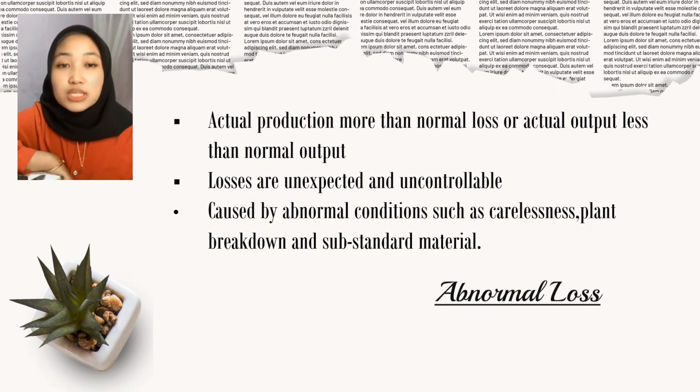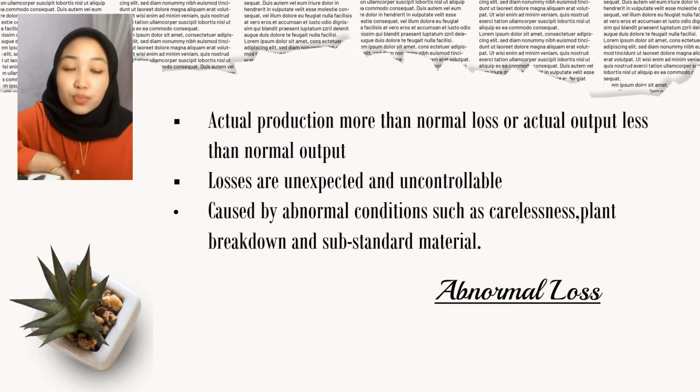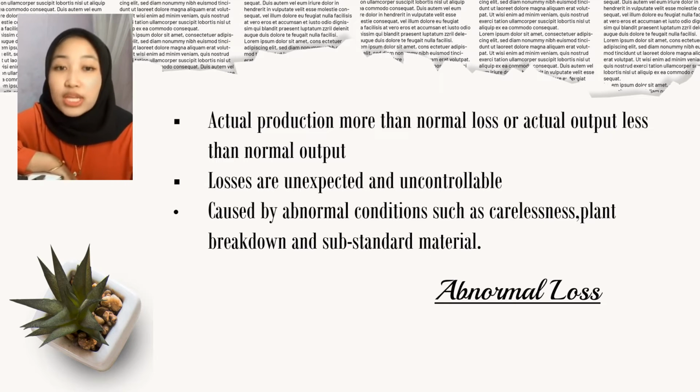Abnormal loss appears when actual production loss is more than normal loss, or when actual output is less than normal output. It is unexpected and controllable, and is caused by abnormal conditions such as carelessness, plant breakdown, and substandard material.